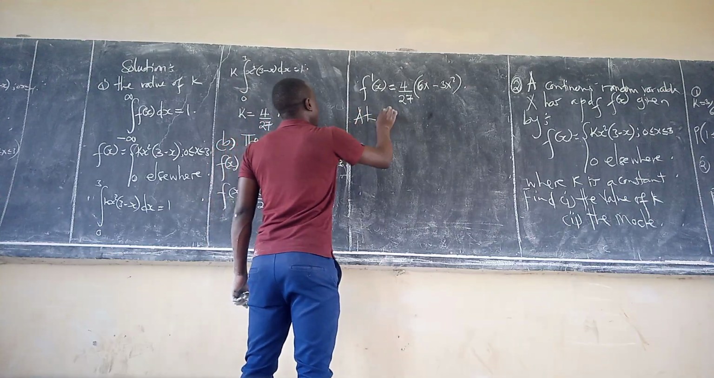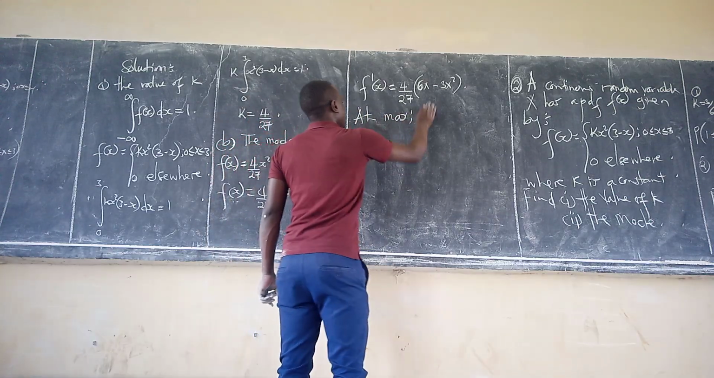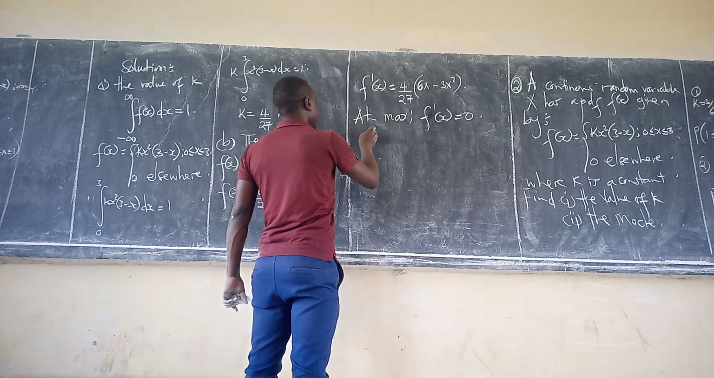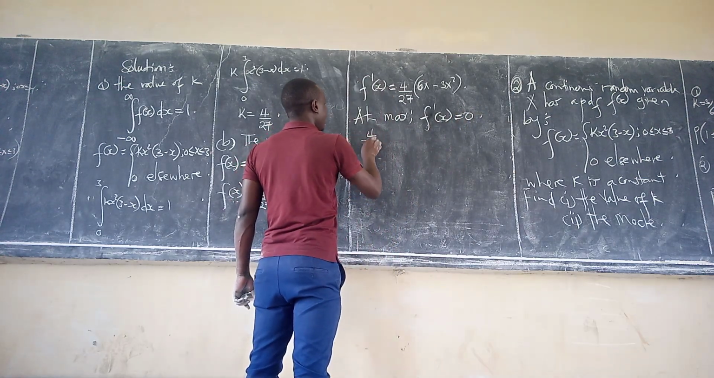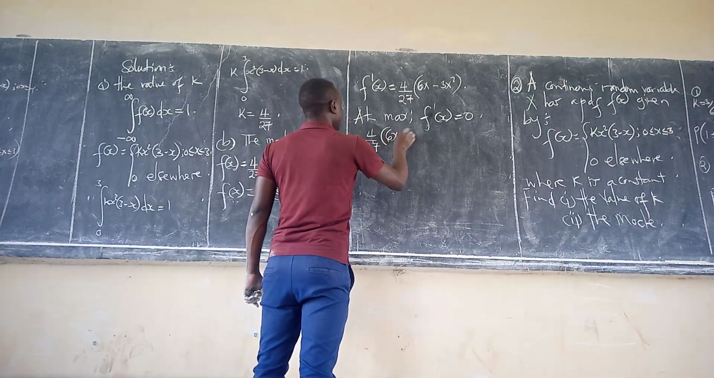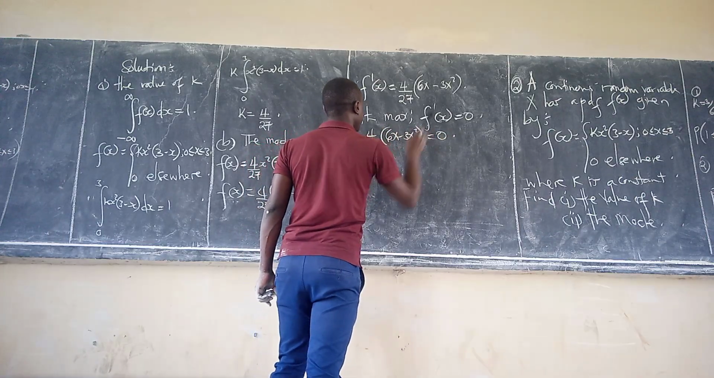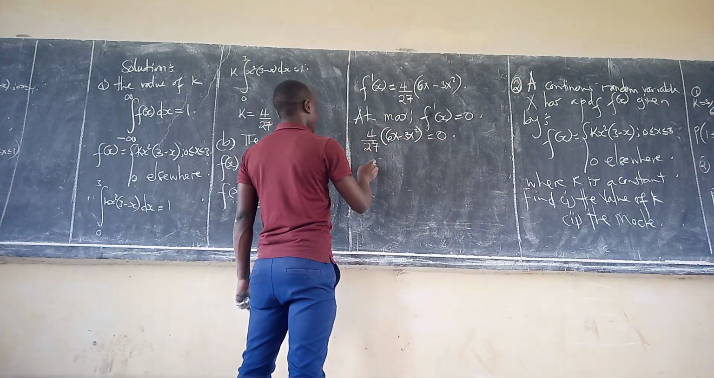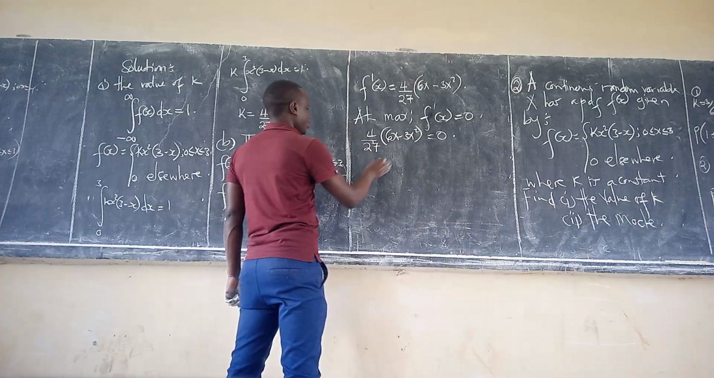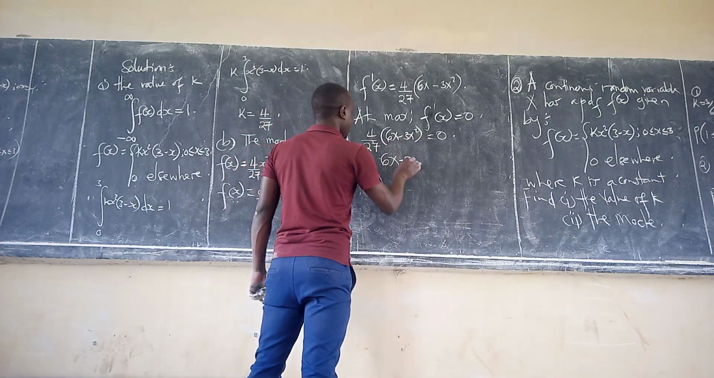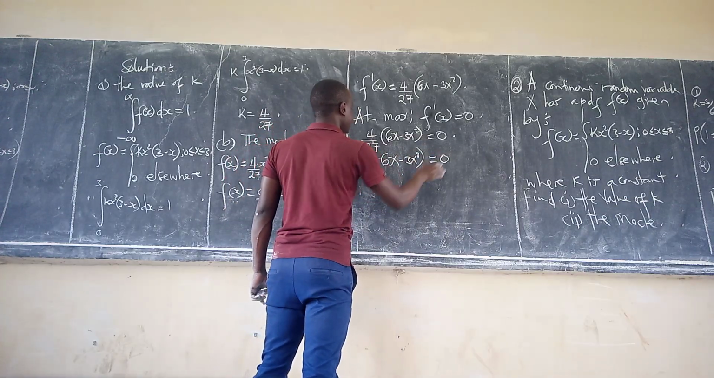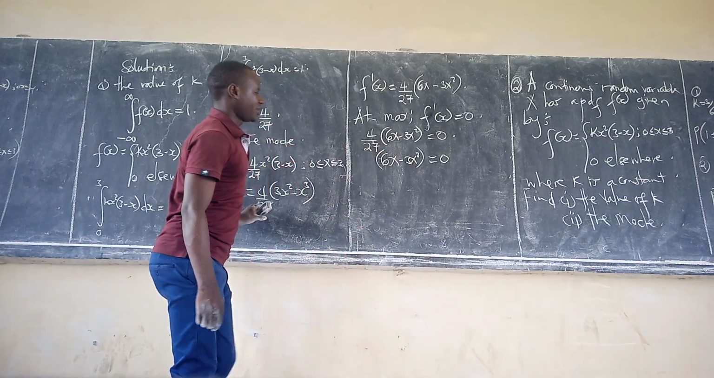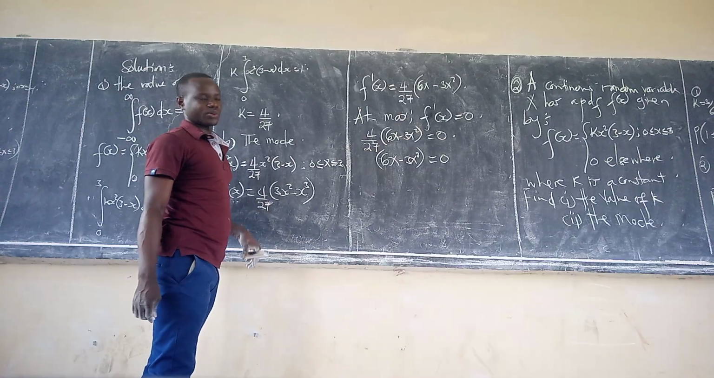Now, at the maximum value of f of x, our f prime of x must be 0, implying that 4 over 27 into 6x minus 3x squared will be 0. So when you multiply both sides by 27 and divide by 4, you will realize that 6x minus 3x squared is 0. This is a quadratic which we are going to solve by factorization.